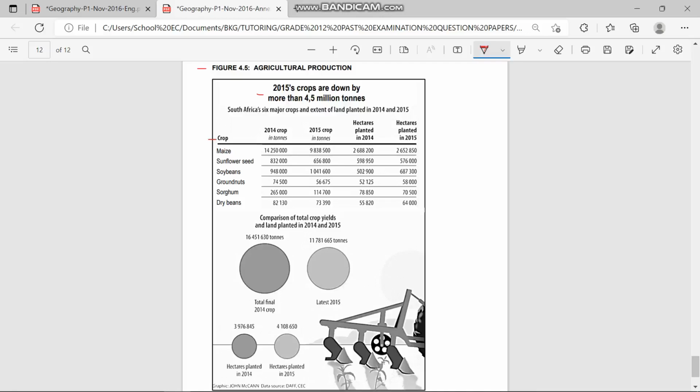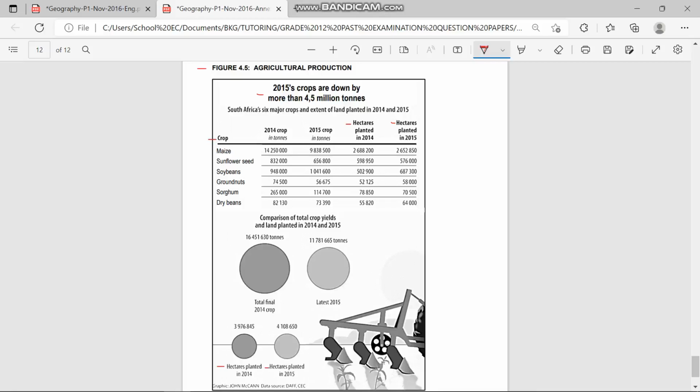Going down there, we also have a comparison of total crop yield and land planted in 2014 and 2015. Here we have hectares planted in 2014 and hectares planted in 2015. Let's jump into our questions.